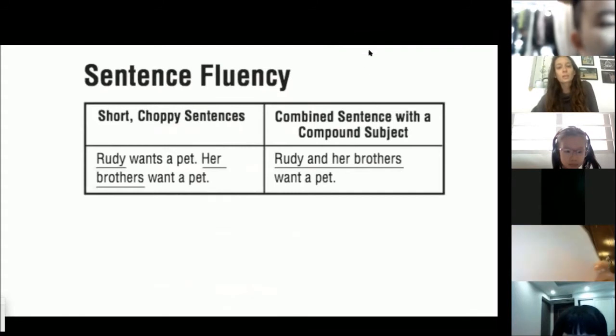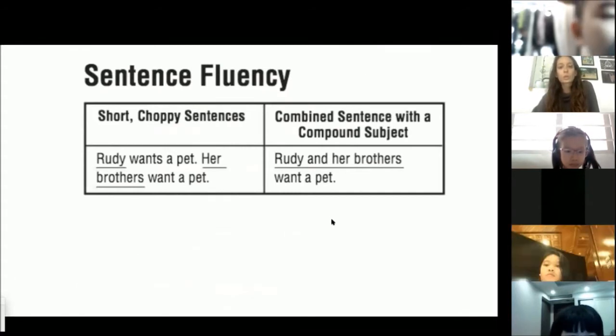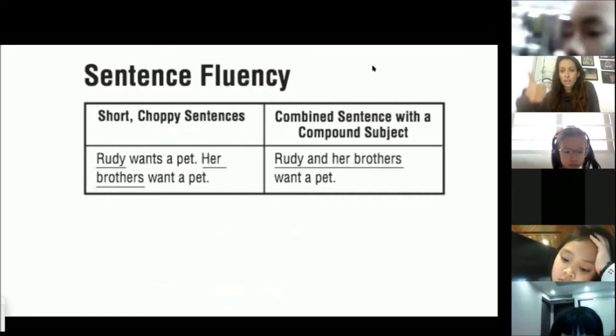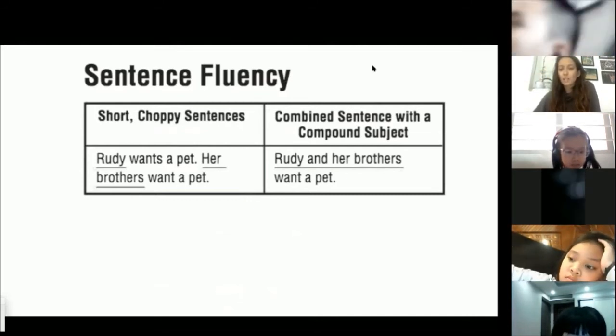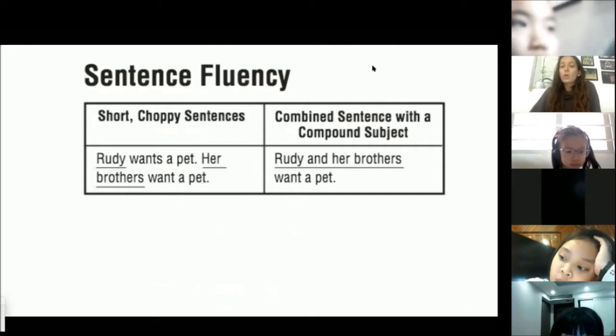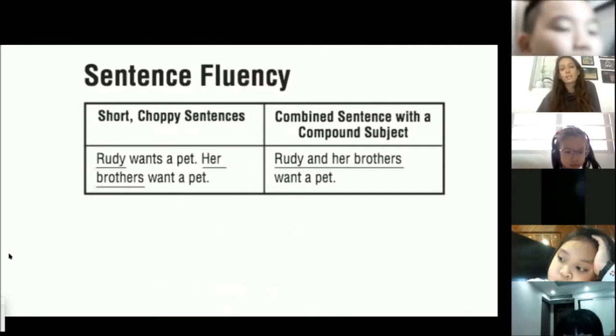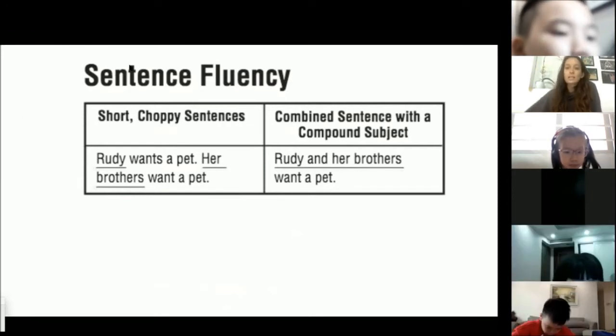So, sentence fluency. Short, choppy sentences. Rudy wants a pet. Her brothers want a pet. What do we think about those two sentences? Does that sound good or not so good? Not so good, right? They're too short. Okay, we can combine those sentences with a compound subject to make it: Rudy and her brothers want a pet.